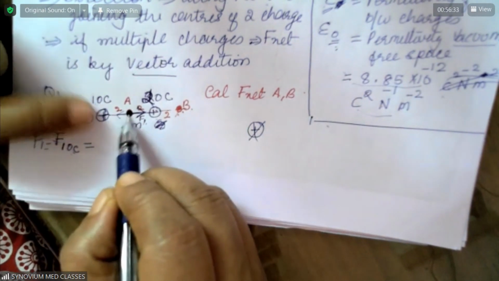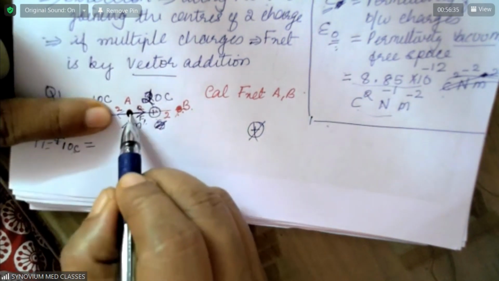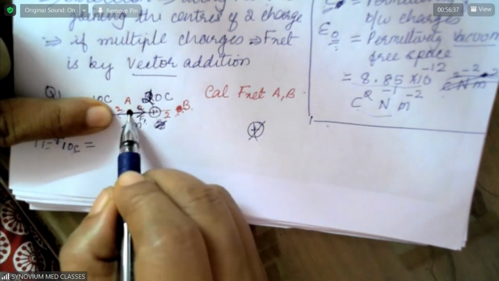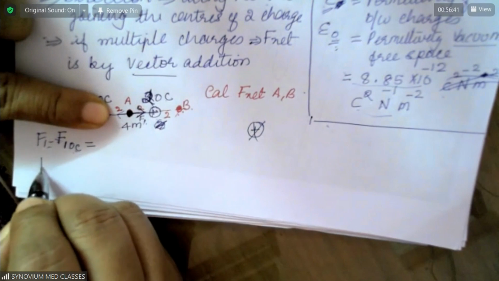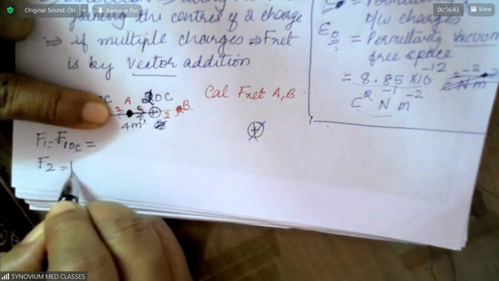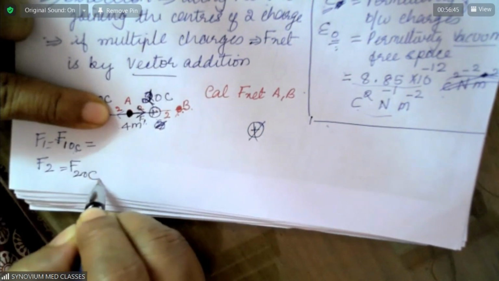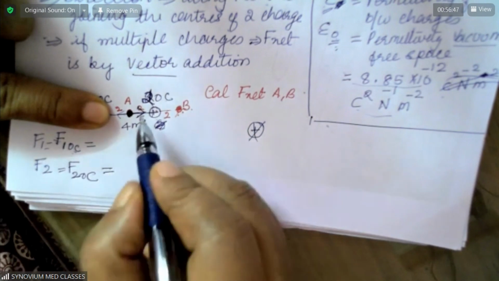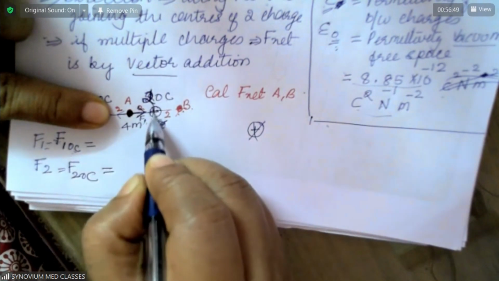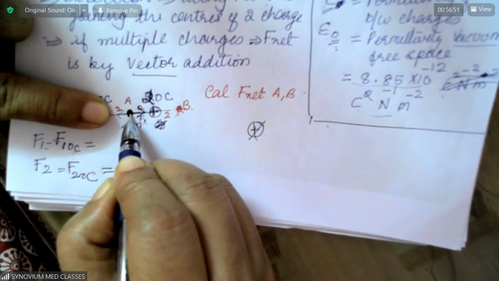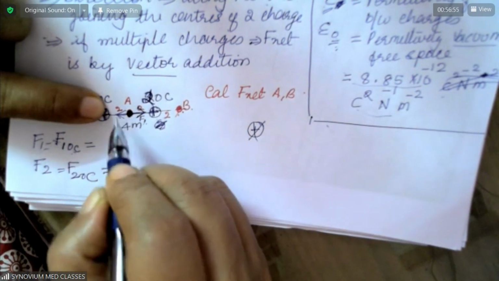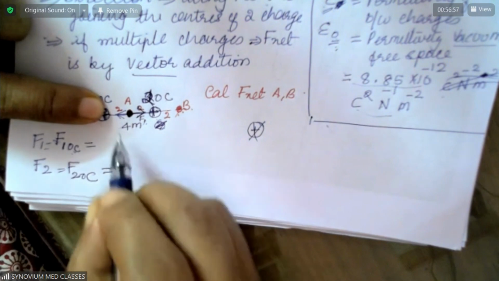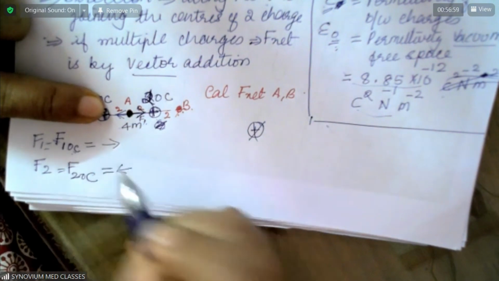Now at this point, forget about the other charge. What is the force due to this charge? Let that be F2, the force due to 20 coulomb. Which direction? This is positive, and the test charge is also positive, so they repel. So it is in this direction.